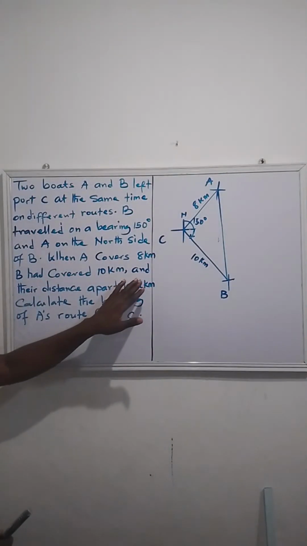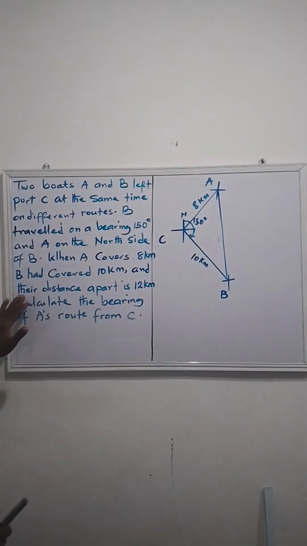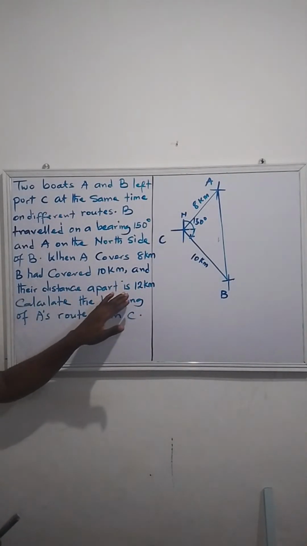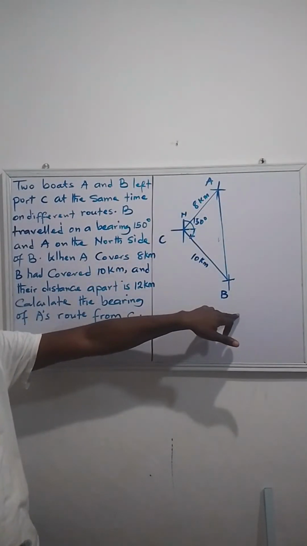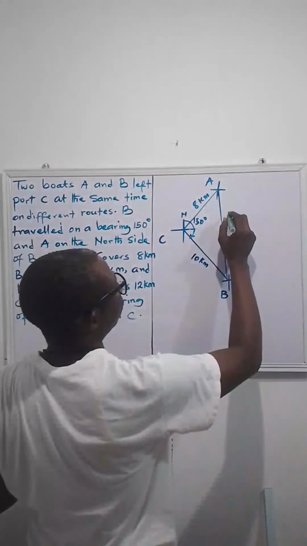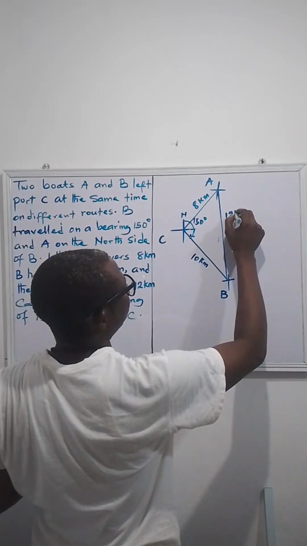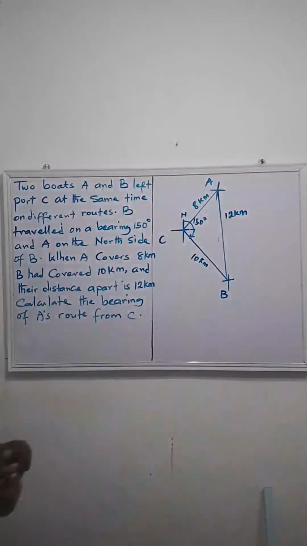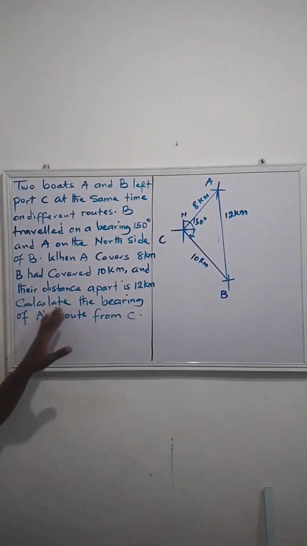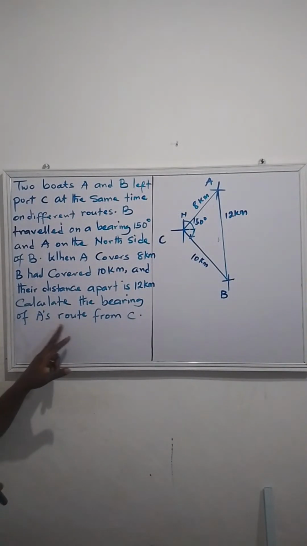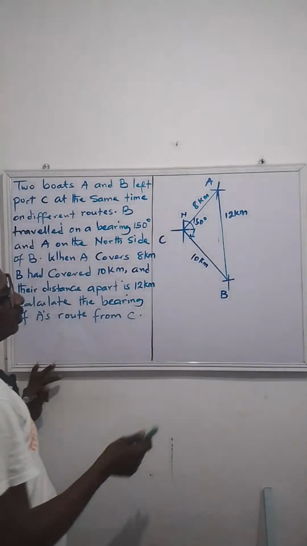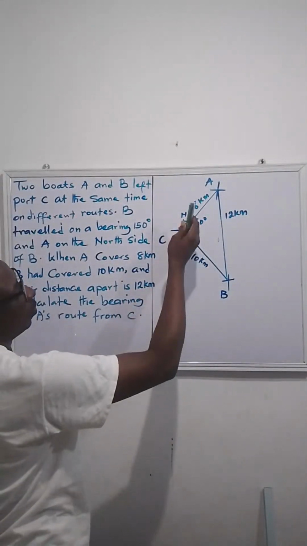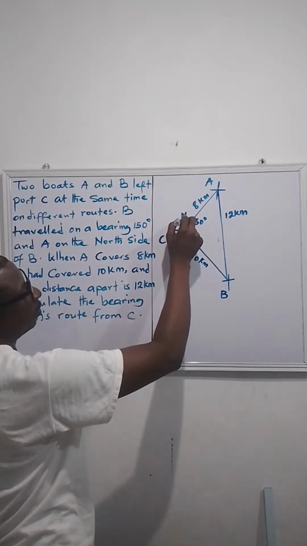So now let's move on. And their distance apart is 12 kilometers. Now, the distance between A and B is 12 kilometers, so we have this to be 12 kilometers. Now, the question is asking, calculate the bearing of A's route from C. That is the bearing of this A from C. So we want to get the angle here.